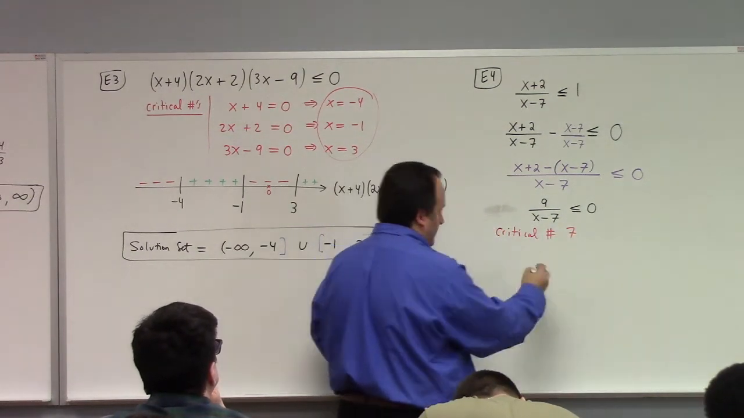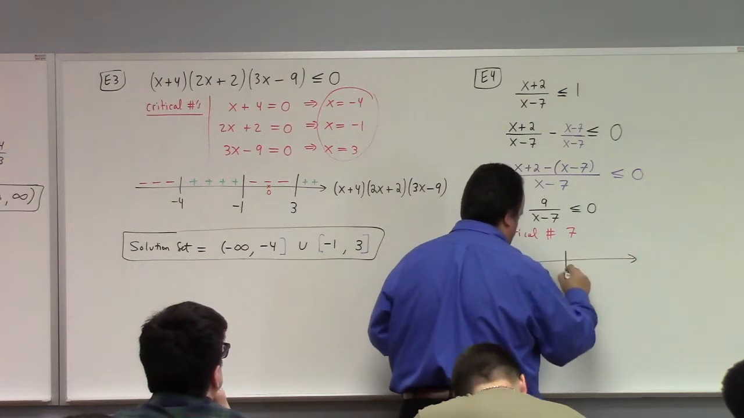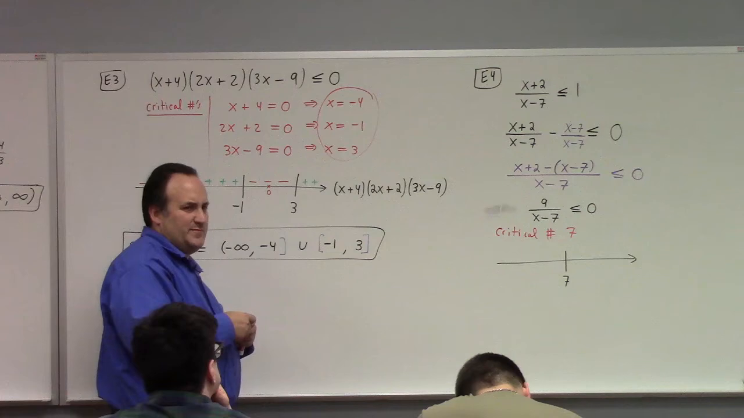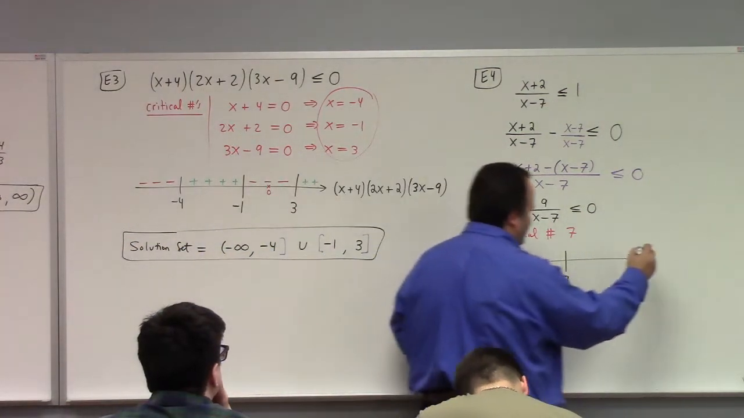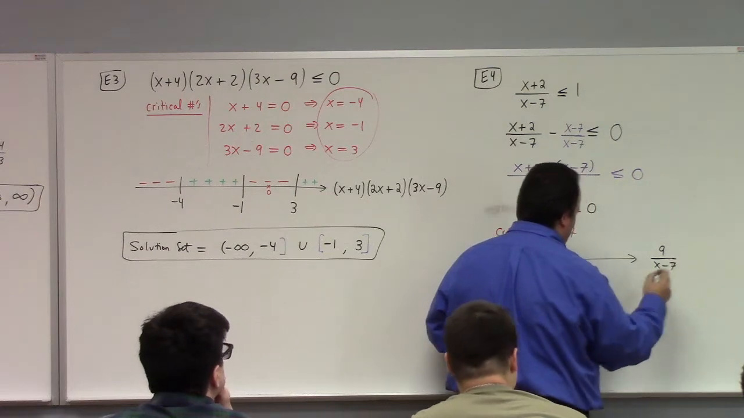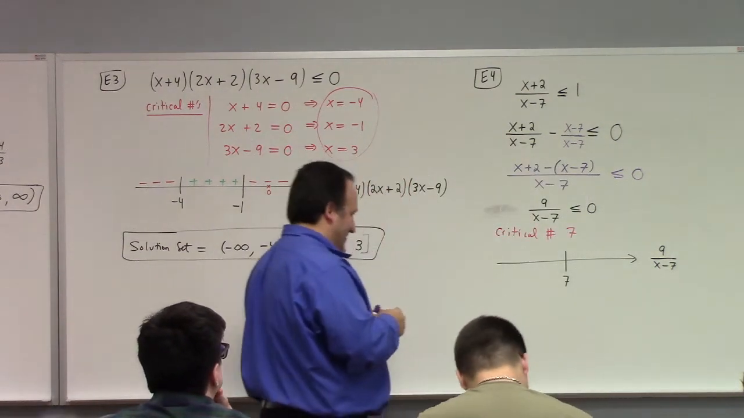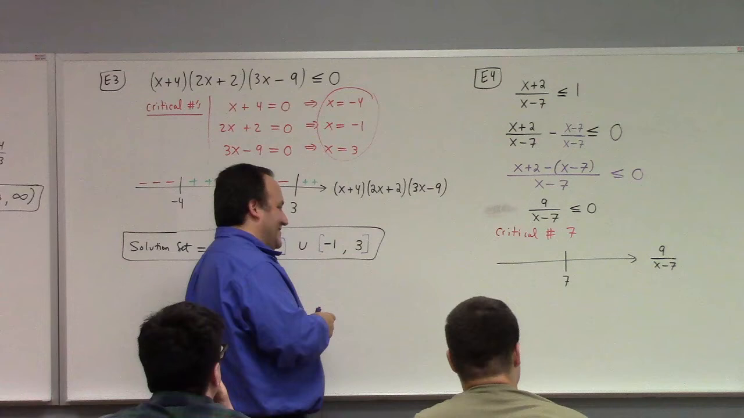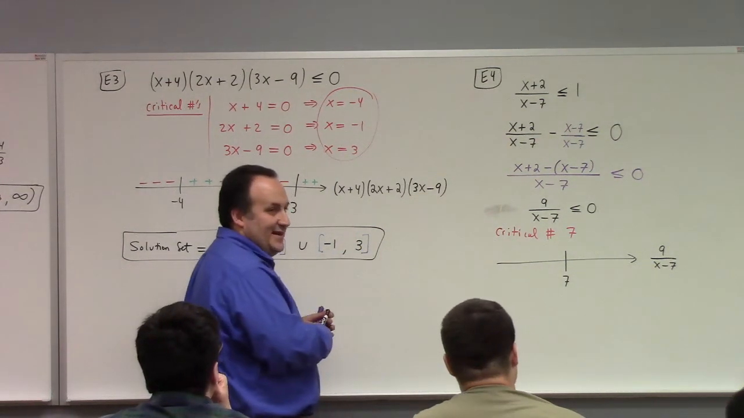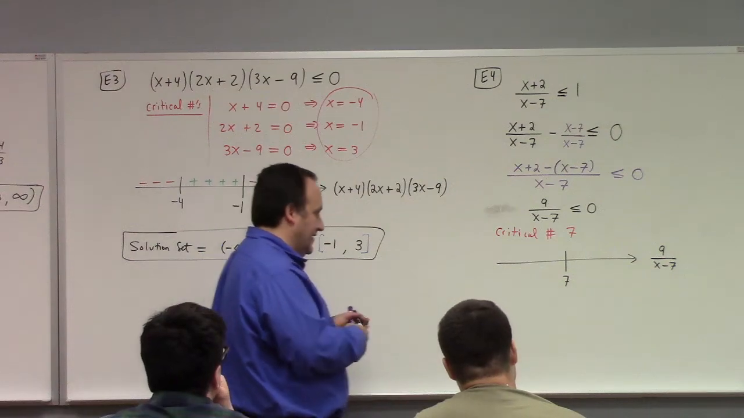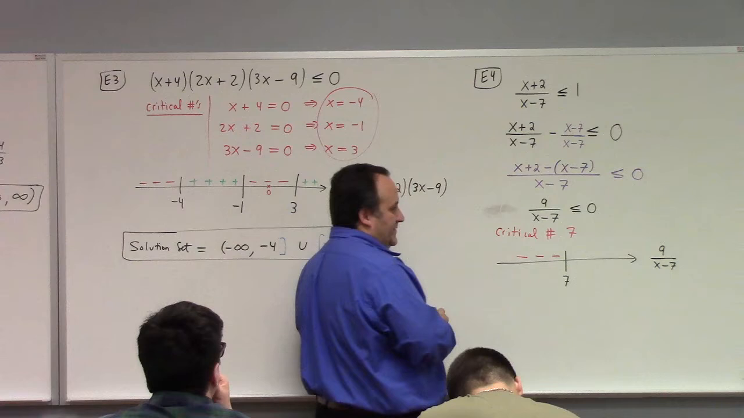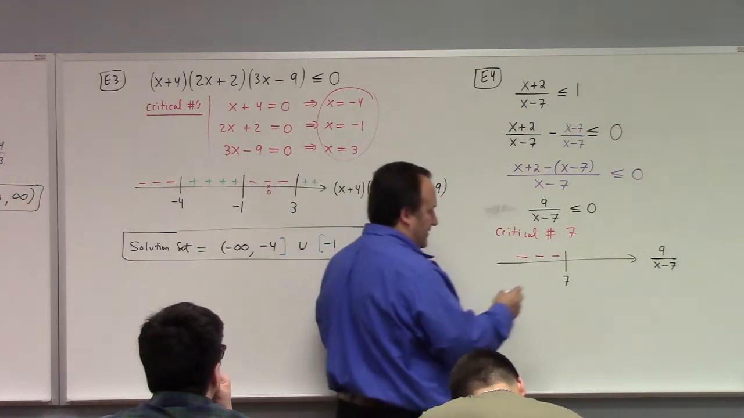And so we draw a number line, put my 7 down, and you know, just plug some points in if you want. -1. 0. Fine, 0. What happens when you plug in 0? 9 over minus 7, which is what? Negative. So it's negative over here. And where is it positive? On the other side, right?